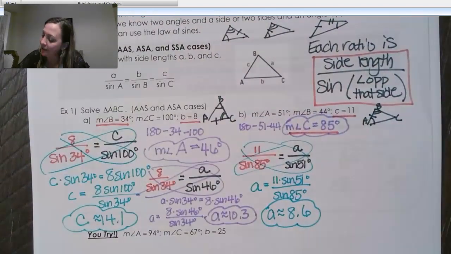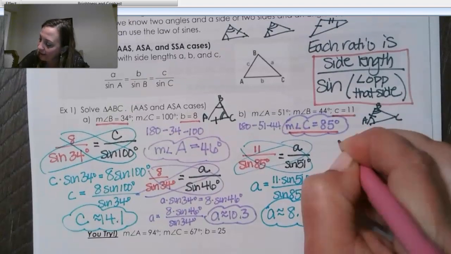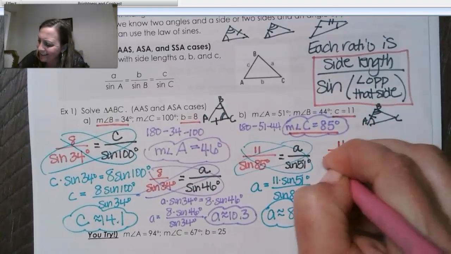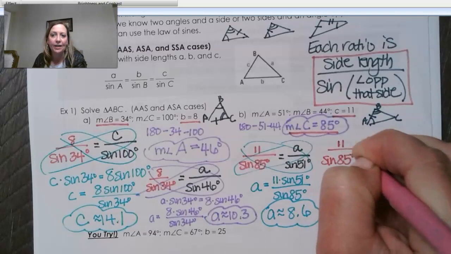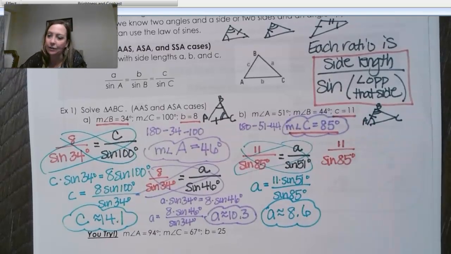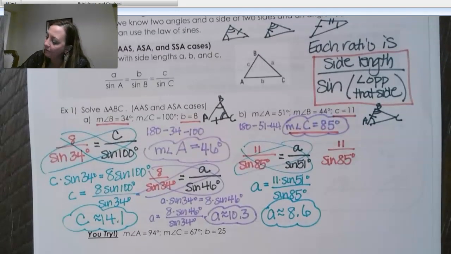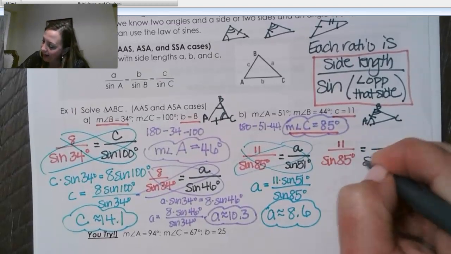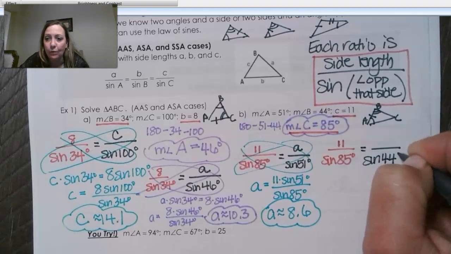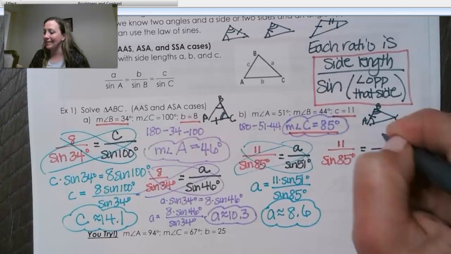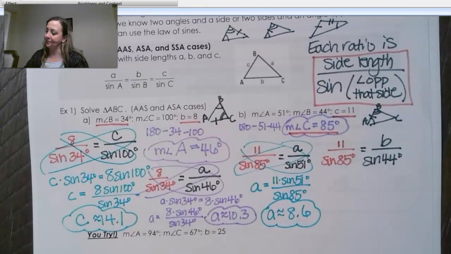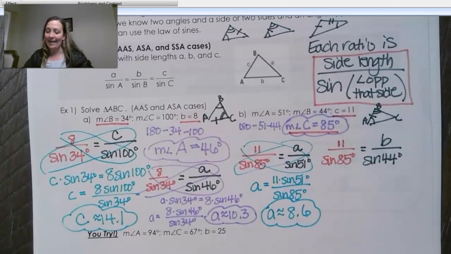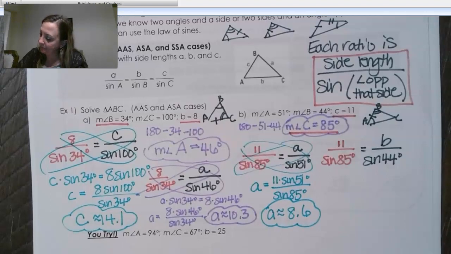Once again, let's use the known exact side and angle values that we know for side C and angle C. And we'll use that to find the next piece. We have angle B, which is 44 degrees. So I can put side B over that. And then I can cross multiply these as well.